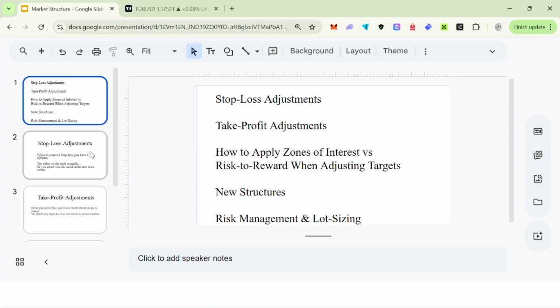So in this video, you are going to be understanding stop loss adjustments, take profit adjustments, how to apply zones of interest versus risk to reward when adjusting targets, new structures, and lastly, risk management and lot sizing. Let's get into it.